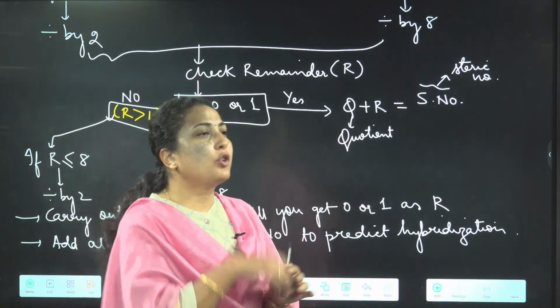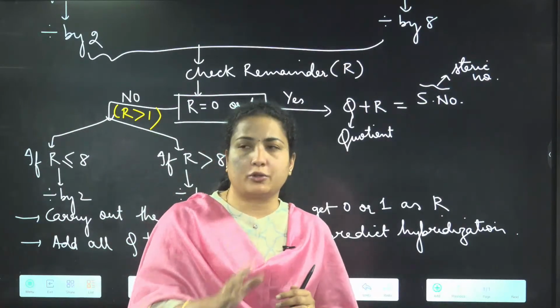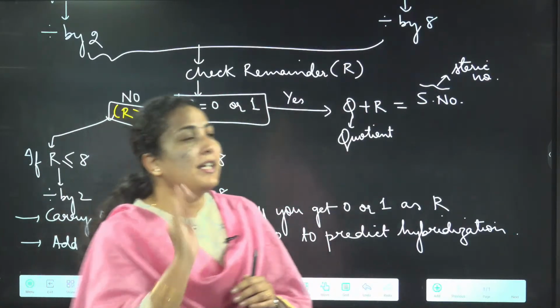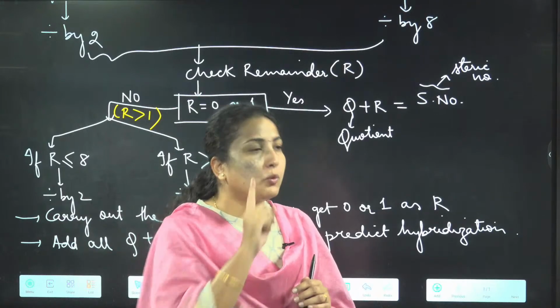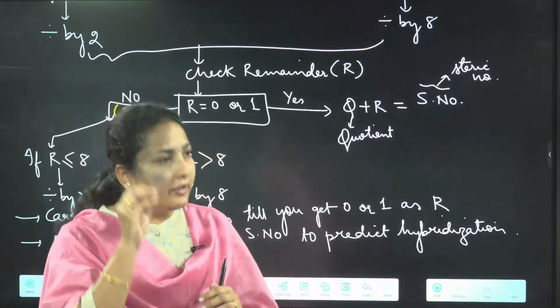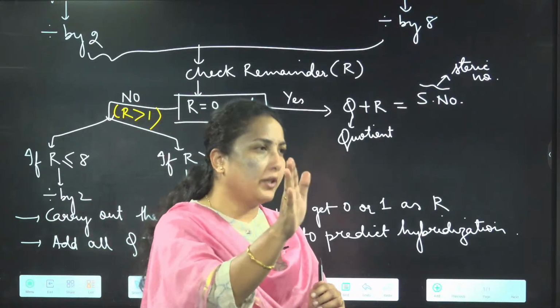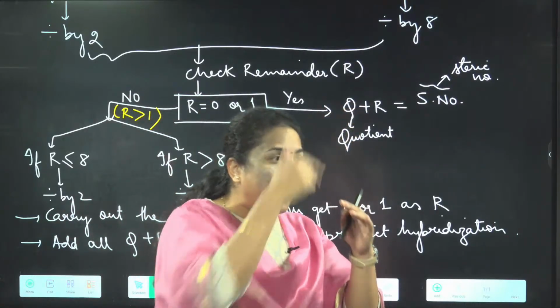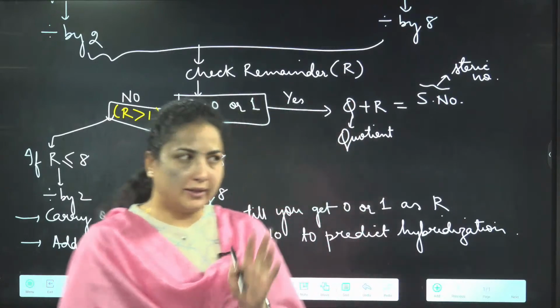Then afterwards, suppose the total number of valence electrons is greater than 8. So what you have to do? Divide it by 8 only, right? And maybe in that division, if you are getting remainder as 0 or 1, you stop there. And you add quotient and remainder to get the steric number.